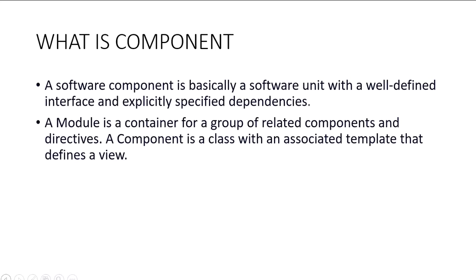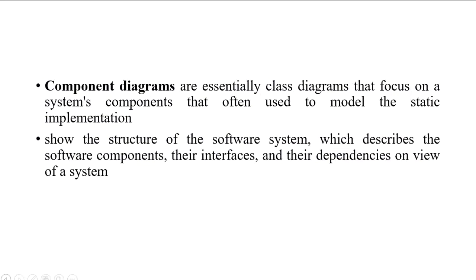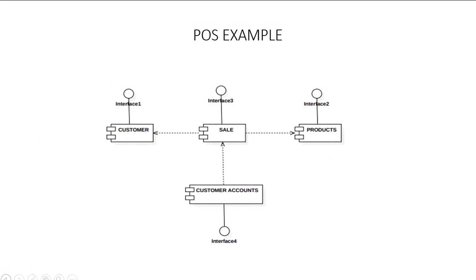A component is a class with an associated template that defines a view. So the interface will be defined for the component and that defines a view. Component diagrams are essentially class diagrams that focus on the system components, often used to model a static implementation. It shows the structure of software systems, which describes the software components, their interfaces, and their dependencies on the view of the system.